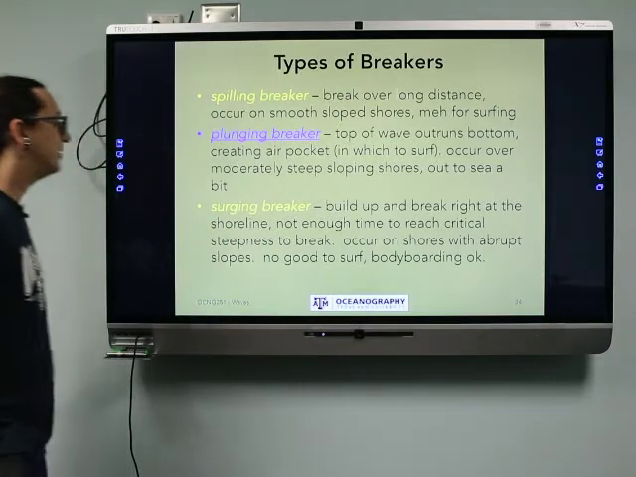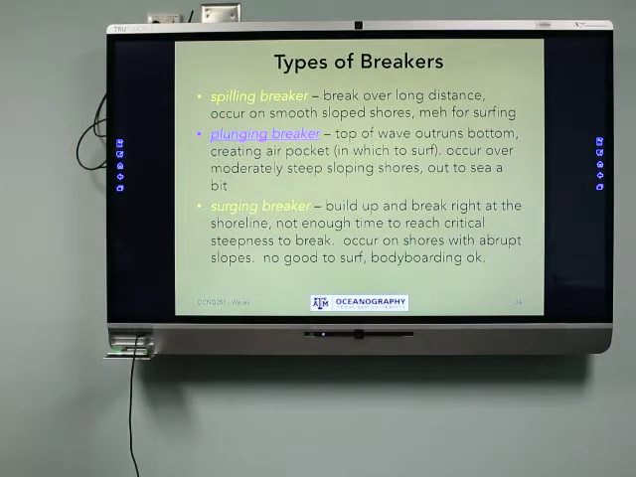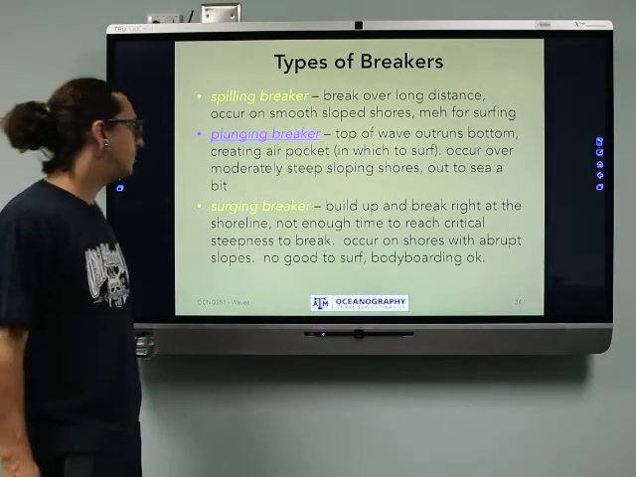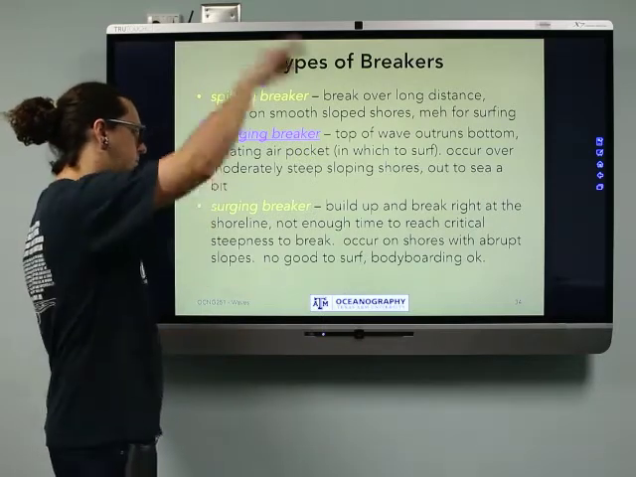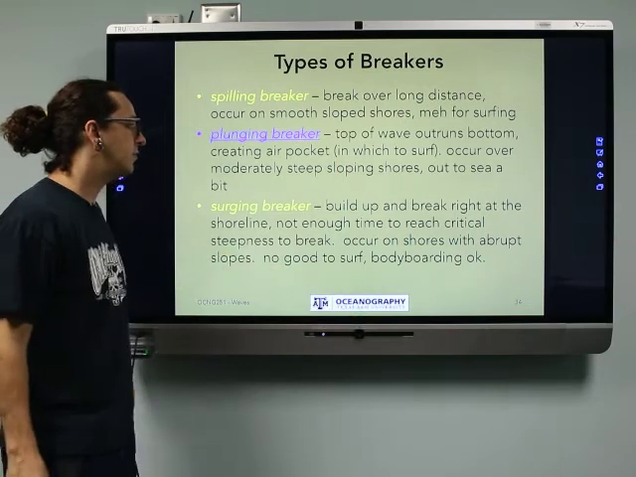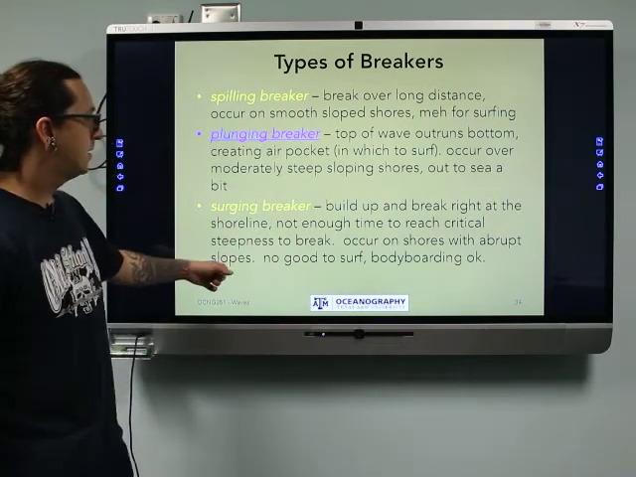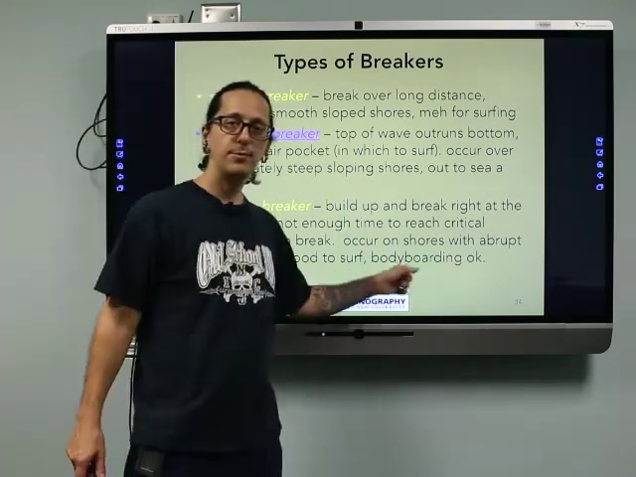So then finally, there's surging breakers. These build up and break right at the shoreline. Not enough time to reach critical steepness to break, so they just basically come right on the shoreline. These occur on shores with abrupt slopes. They're not good for surfing, but you could bodyboard them if you want.